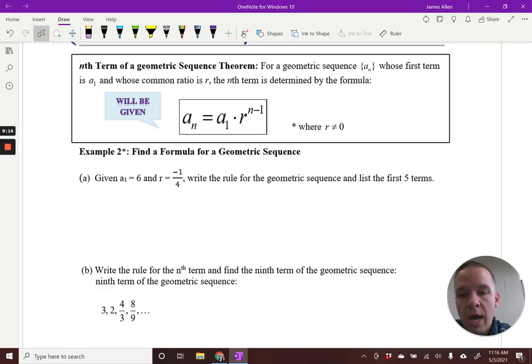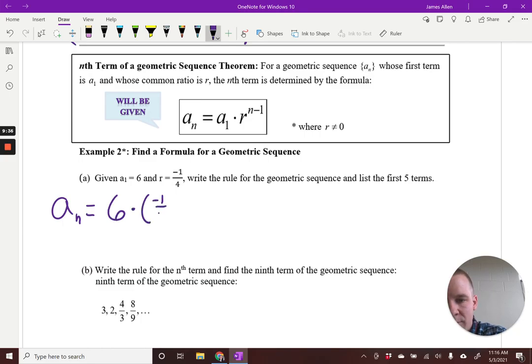Okay, cool. So first example here, well, I guess example 2 now, but now that we have this formula: given a sub 1 is equal to 6, and our common ratio is -1/4, write the rule for the geometric sequence and list our first 5 terms. Do we think we can handle that? I think we can. Okay, so I would have a sub n is equal to my first term, 6, multiplied by my common ratio, -1/4, to the n minus 1. There it is. That's all we wanted here.